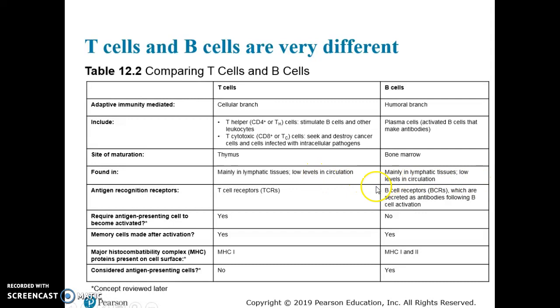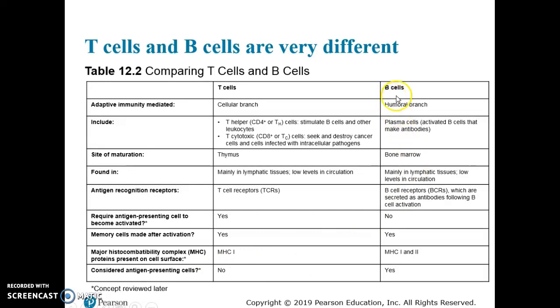Same with the B cells over here. Antigen recognition receptor: T cell receptor for T cells, B cell receptor for B cells. Requires antigen presenting cell to become activated? Yes, the T cell needs its antigen processed, and that is through the antigen presenting cell, which we looked at on one of the earlier figures. Major histocompatibility complex, we'll talk about this in class. T cells respond to MHC class 1. MHC class 1 is found on all cells except for red blood cells. And considered an antigen presenting cell?